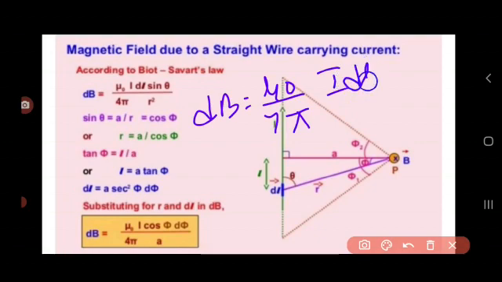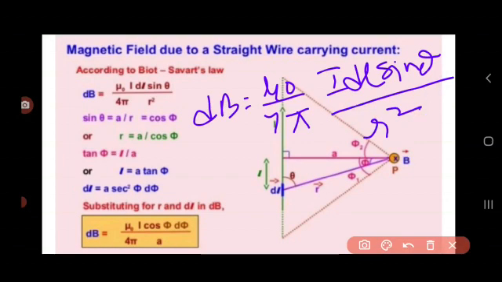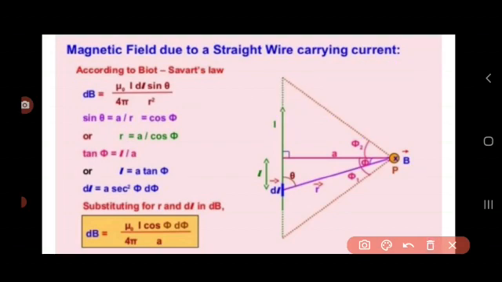So theta plus phi is equal to 90 degree. So theta is equal to 90 degree minus phi. Taking sin on both sides, sin theta is equal to sin of 90 minus phi, that is equal to cos phi. So we get sin theta is equal to cos phi.